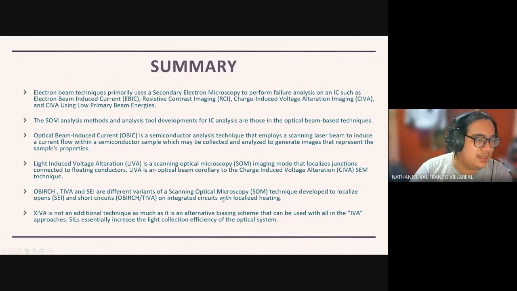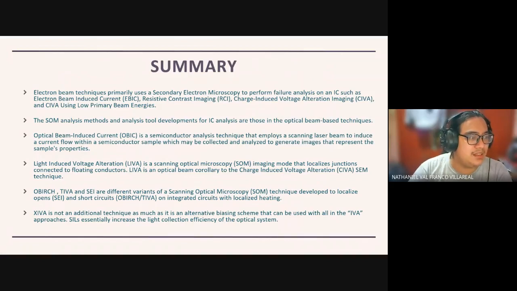For the summary, we should know that the electron beam techniques primarily use secondary electron microscopy to perform failure analysis on an IC, such as electron beam induced current, or EBIC, resistive contrast imaging, RCI, charge induced voltage alteration imaging, CIVA, and CIVA using low primary beam energies, or as Ms. Delatore said before, LECIVA.